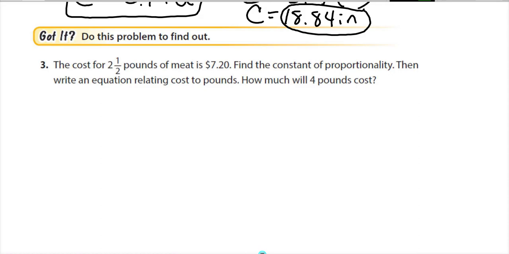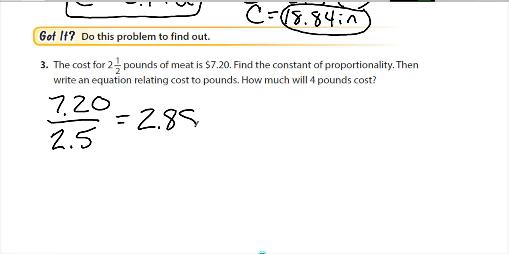We're supposed to find, let's see, we need to do cost to pounds. So cost will go first, so that's $7.20 over, and then we know 2.5 means 2.5. So let's just use a decimal here to make it a little bit more math friendly for us. So 7.20 divided by 2.5 is going to give us 2.88. Remember, that's money, so it's $2.88, and that's going to be per pound.